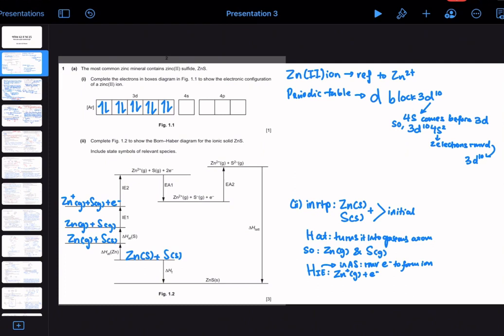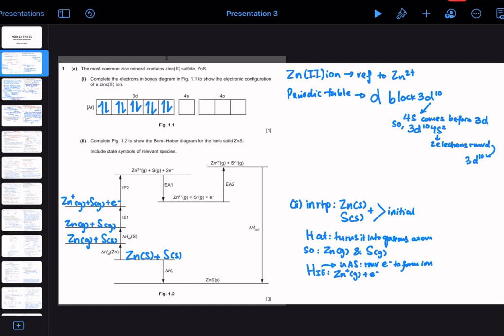Okay, question 1a. The most common zinc mineral contains zinc sulfide, zinc 2 sulfide. Complete the electrons in the boxes diagram in figure 1.1 to show the electronic configuration of a zinc 2 ion.